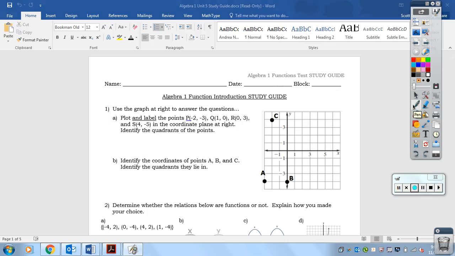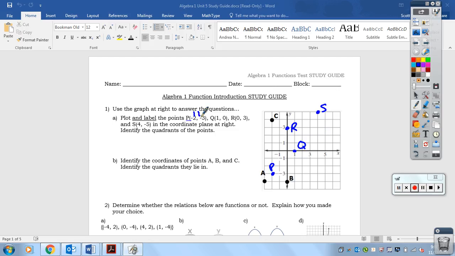So number 1 is (-2, -3), which is left 2, down 3. That would be point P. Q is to the right 1, down 0. That's point Q. R is 0, up 3. A lot of students will do that one incorrectly. And S is to the right 4, up 1, 2, 3, 4, 5. That's S.